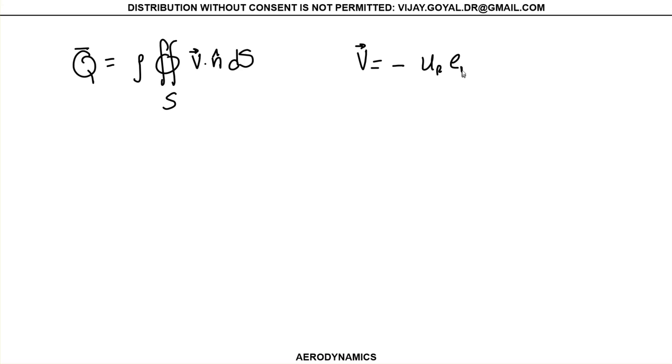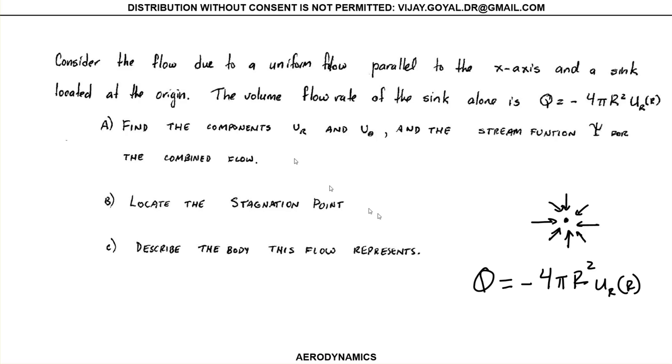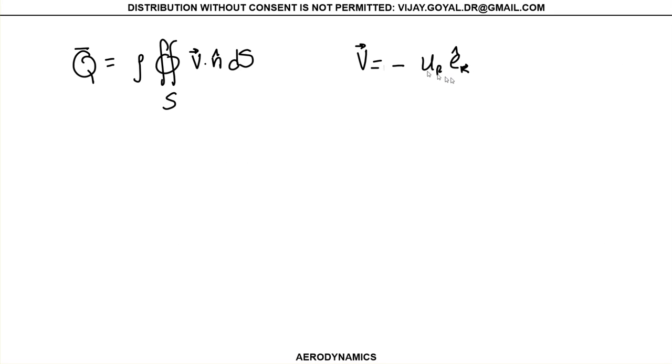So the first thing we know in the problem is that Q bar is equal to rho times the double integral of V dot N ds over S, right? We know that the velocity V will be minus UR ER. Why? Because it's a sink. There's only a radial component. There's no theta component in the problem. Okay, so then your N would be nothing else than ER. Okay, and your big R is nothing else than R ER.